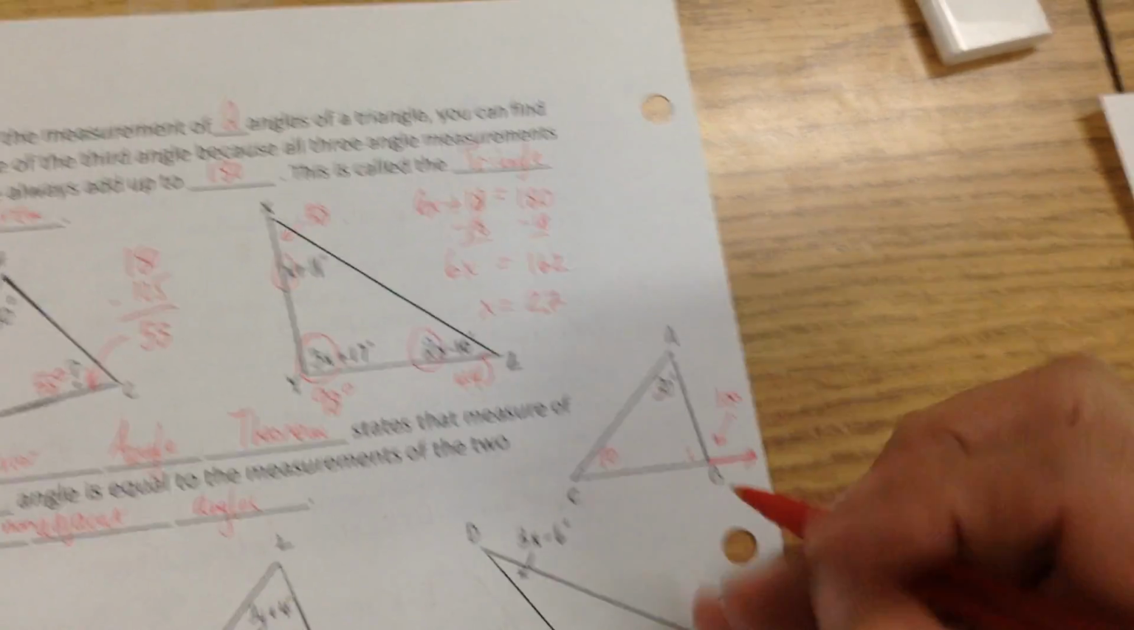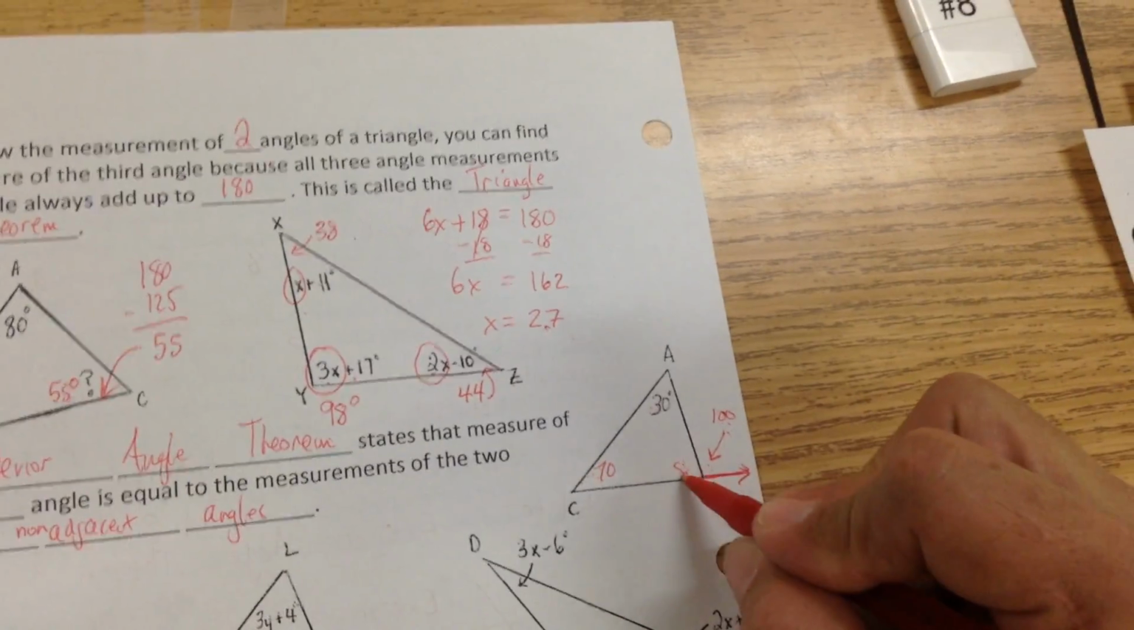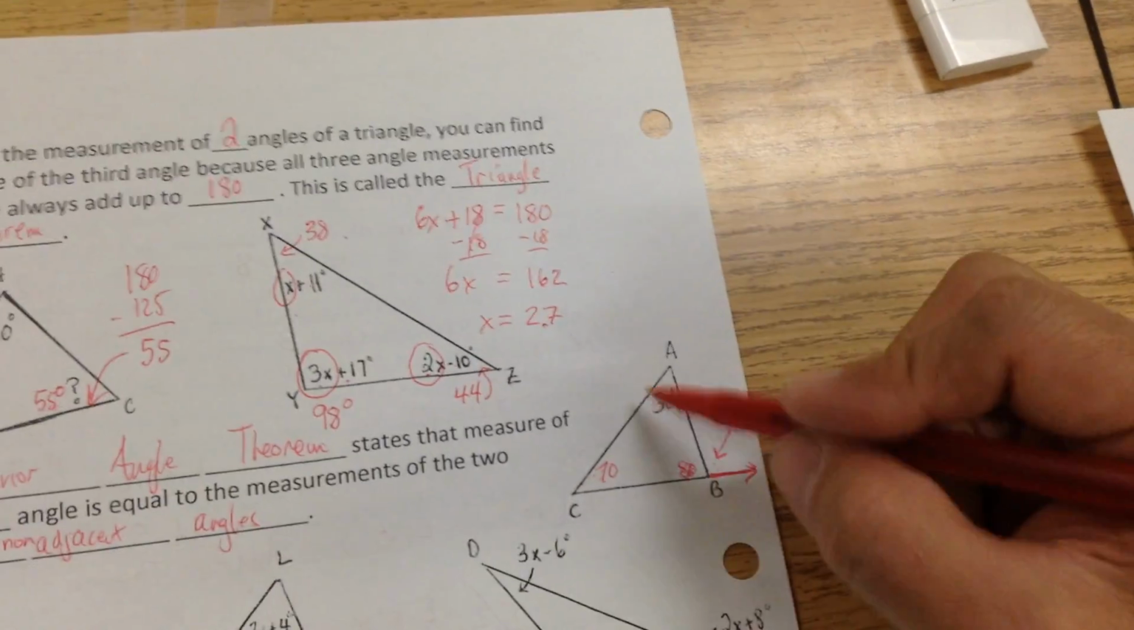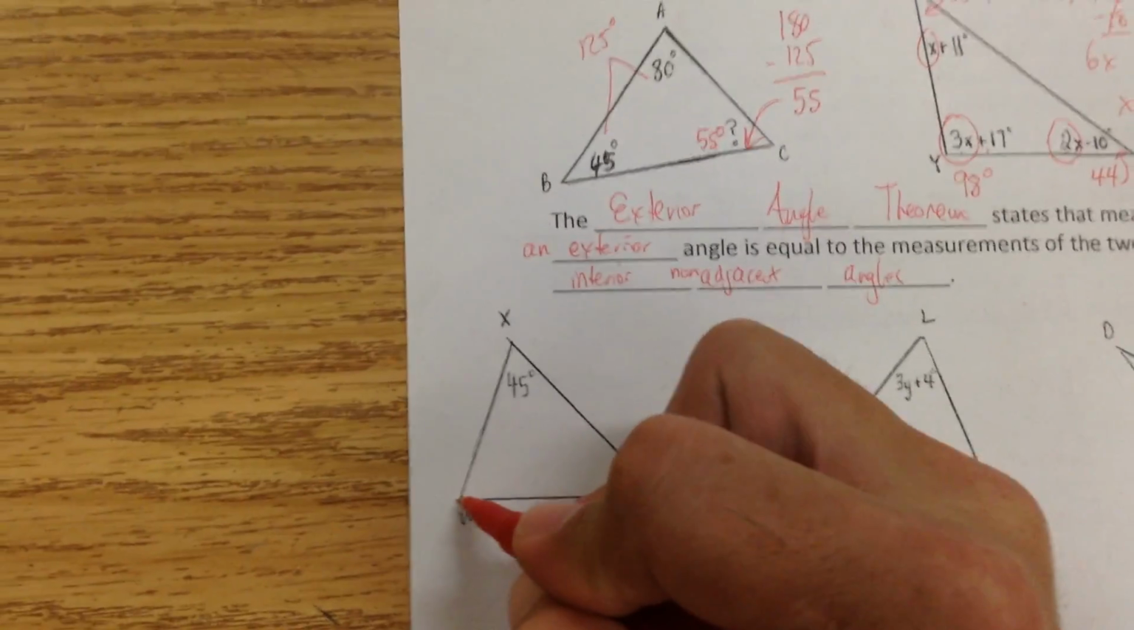And again, the reason this works out is because if this is 100 and these two angles have to be 180, I know that's 80. And if I add those three together, I get 180. Okay? So let's do a few examples really quick, just see how easy this is.